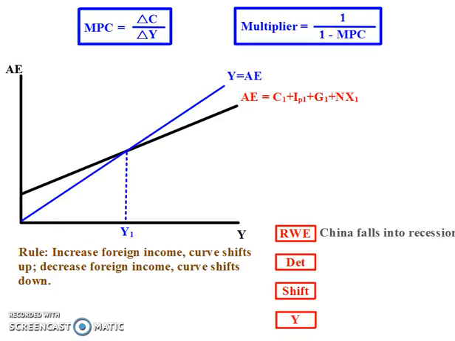On this podcast, we're continuing with the aggregate expenditure model and going through examples. The example for this one is going to be China. My real world event is going to be China falls into recession.